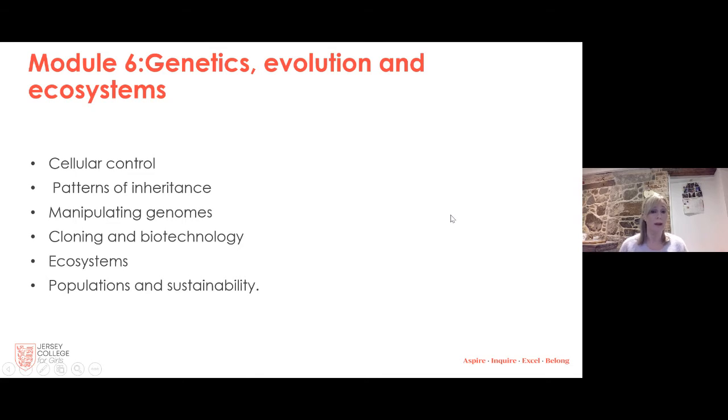We also have cloning and biotechnology, which again build on some of the work that they do in year 11 to look at the production of cloned animals, cloned plants, and how that can be used in technology, in industry, and for profit, and looking at how that can be beneficial to us.